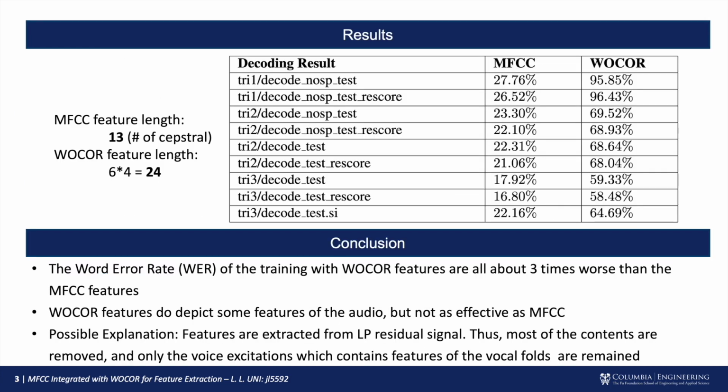Here are the results of the speech recognition with WOCOR feature extraction. You can see that the word error rate is more than 3 times greater than the MFCC feature extraction. It does provide some help for speech recognition, but the performance is much worse than MFCC. This is kind of expected because with WOCOR, most of the spectral information of the audio is removed, and we are only doing speech recognition with the features of human vocal folds. This should not be as effective as other feature extraction methods that convey the spectral info of the audio.